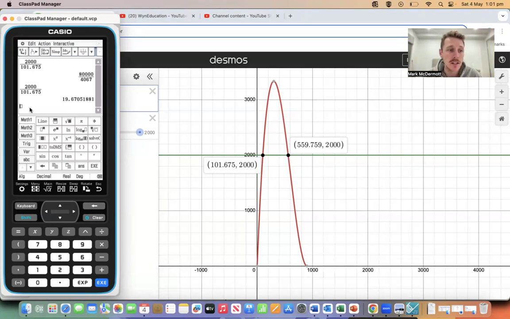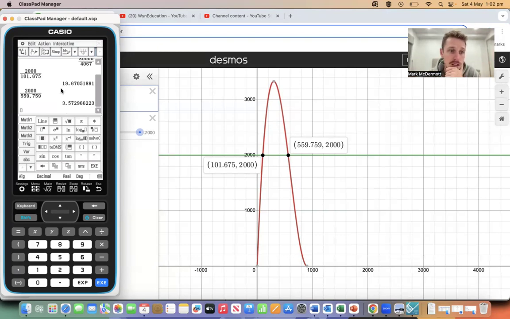Okay, this one over here is going to be 2000 divided by 559.759. Okay, if we press enter, so we could also travel the 2 kilometers at a speed of 3.57 meters per second. So we can travel slower for a longer amount of time, or we can travel quicker for a shorter amount of time before the battery runs out.